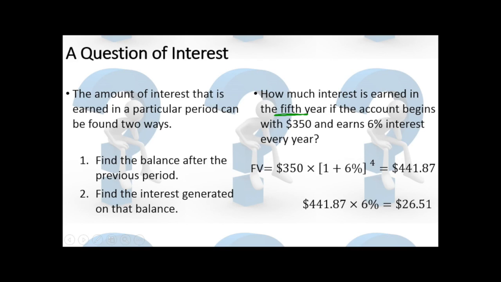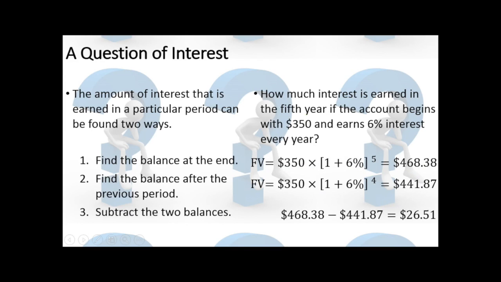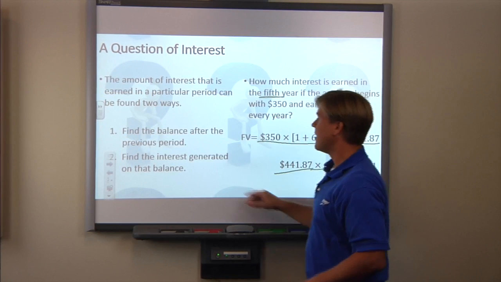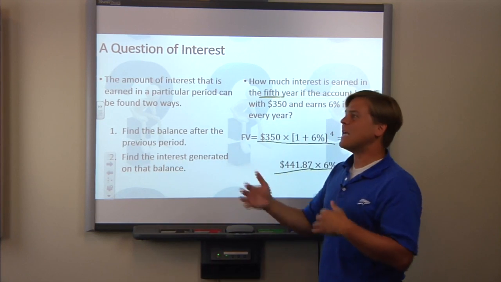So the first way to find this is to find the balance after the previous period. So instead of going to the 5th year, I'm going to do this for the 4th period. And I just wrote out the math in here. So the future value is 350 times 1 plus 6%, or 1.06, to the 4th power, which is 441.87. So that's how much the account value would be after 4 periods. Well, I get 6% interest every year, so if I take the 441.87 and multiply by 6%, I'm going to get $26.51. That is the amount of interest that is generated on that balance in the 5th year, and only the 5th year.